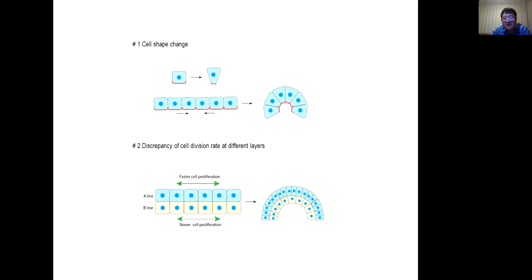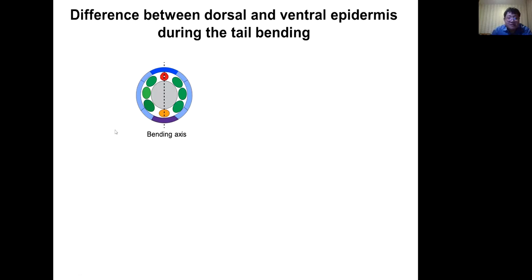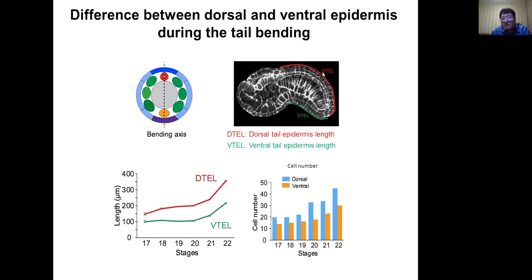So what about the second way? Can Ciona use the discrepancy of cell division rate at different layers to drive the tail bending? This picture shows the structure of the Ciona tail, and we can easily find that the epidermis is the candidate tissue that may use the second way to drive the bending, because it has cell division and it has more than one layer of tissue. So we first measured the length of the dorsal epidermis and the ventral epidermis, and the dorsal is longer than the ventral, and it also has a larger cell number. So those results may indicate the dorsal epidermis divided faster than the ventral.